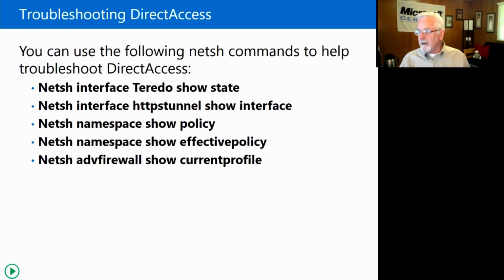All right, and then lastly, some of the netsh commands that are there, looking at the various tunneling procedures like Teredo tunneling or the HTTPS tunneling, and looking at the policies we're following, the name resolution policy table policies. All right, so that's DirectAccess, and we can look at VPN.